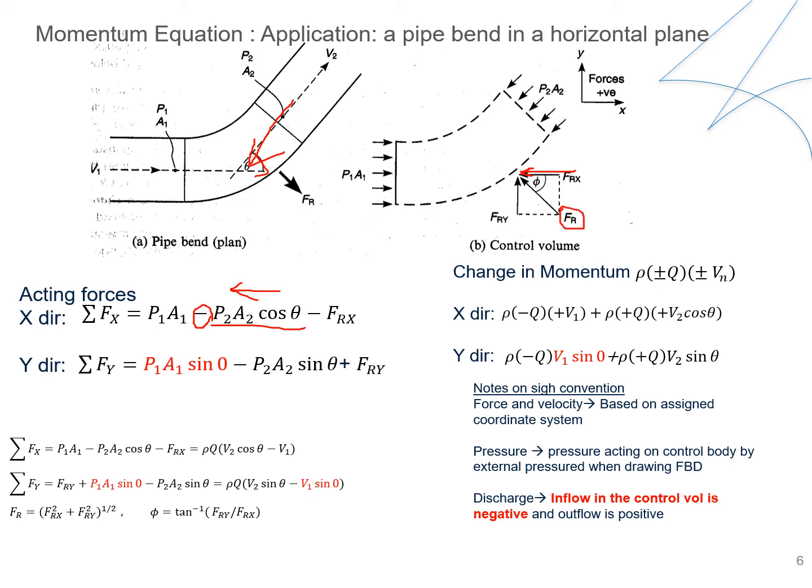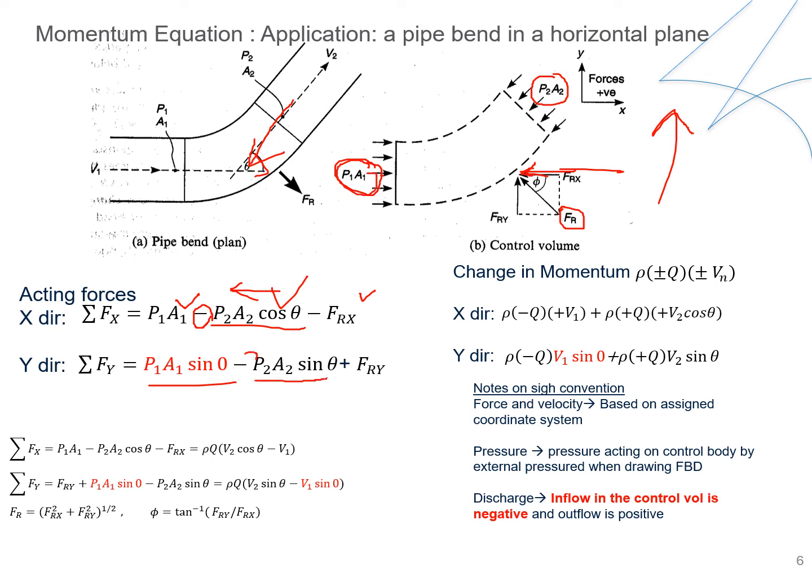Okay, so what are the acting forces? The pressure force at two ends and the support force. Okay, so P1A1 minus P2A2 cos theta minus the x component of the resultant, which is FRX. Similarly, resolving all the forces in y direction, P1A1 times sine 0 because there is no vertical component of P1A1, minus P2A2 sine theta.